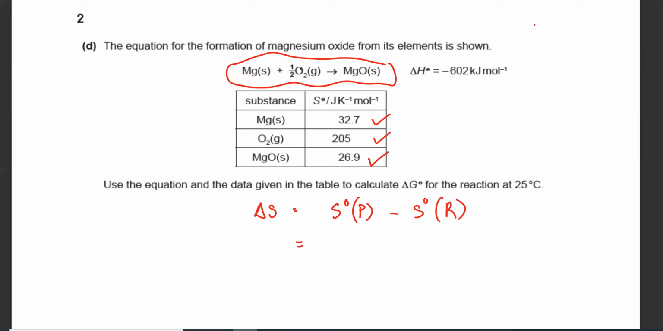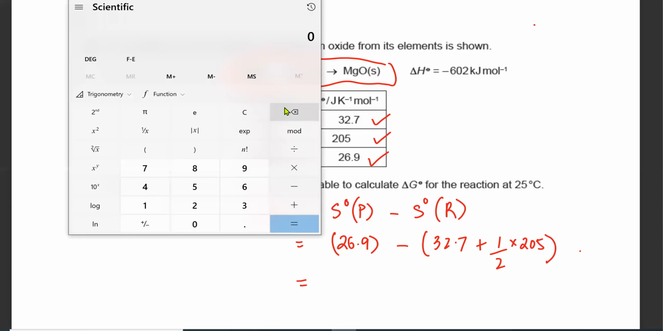So the expression, be careful with the sign, is going to be products. The product is MgO, so that's 26.9. And I'm going to subtract the reactants, which are Mg. There's 1 Mg, so that's 32.7. And the other reactant is O2, so that's half times O2's entropy, which is 205. Can somebody do the calculation and tell me what the answer is? What are we getting? Be careful with the signs and with these calculations.